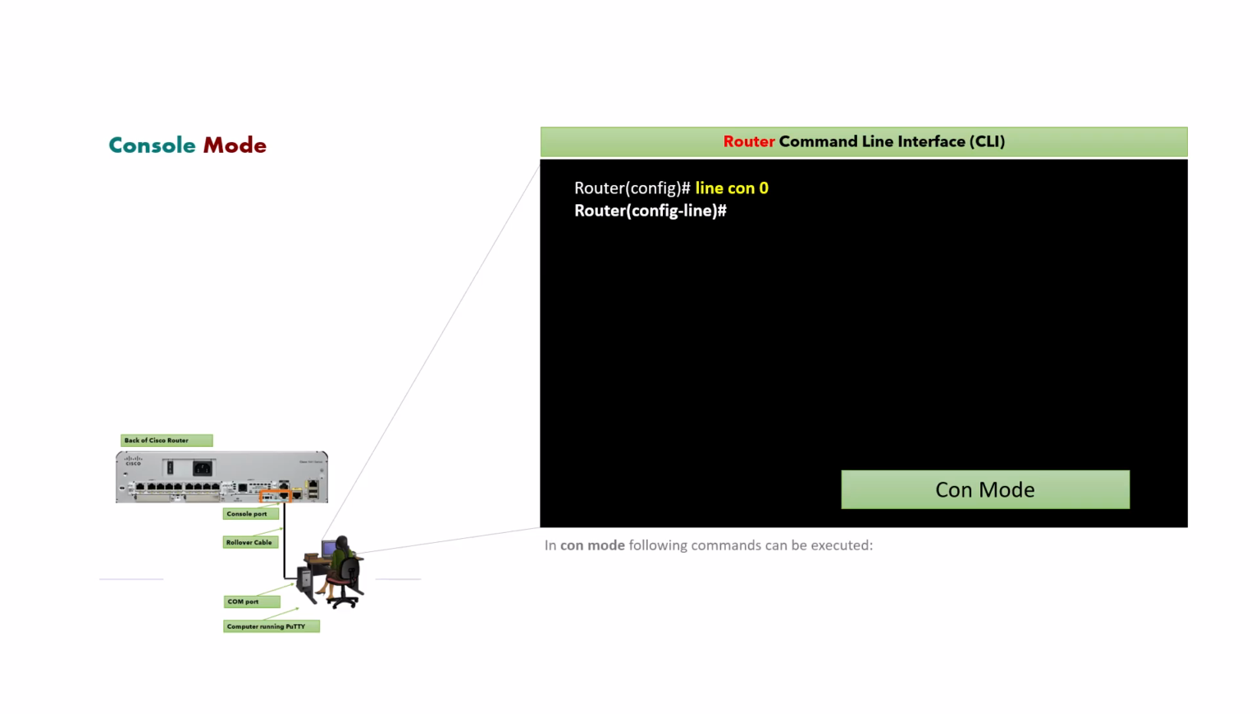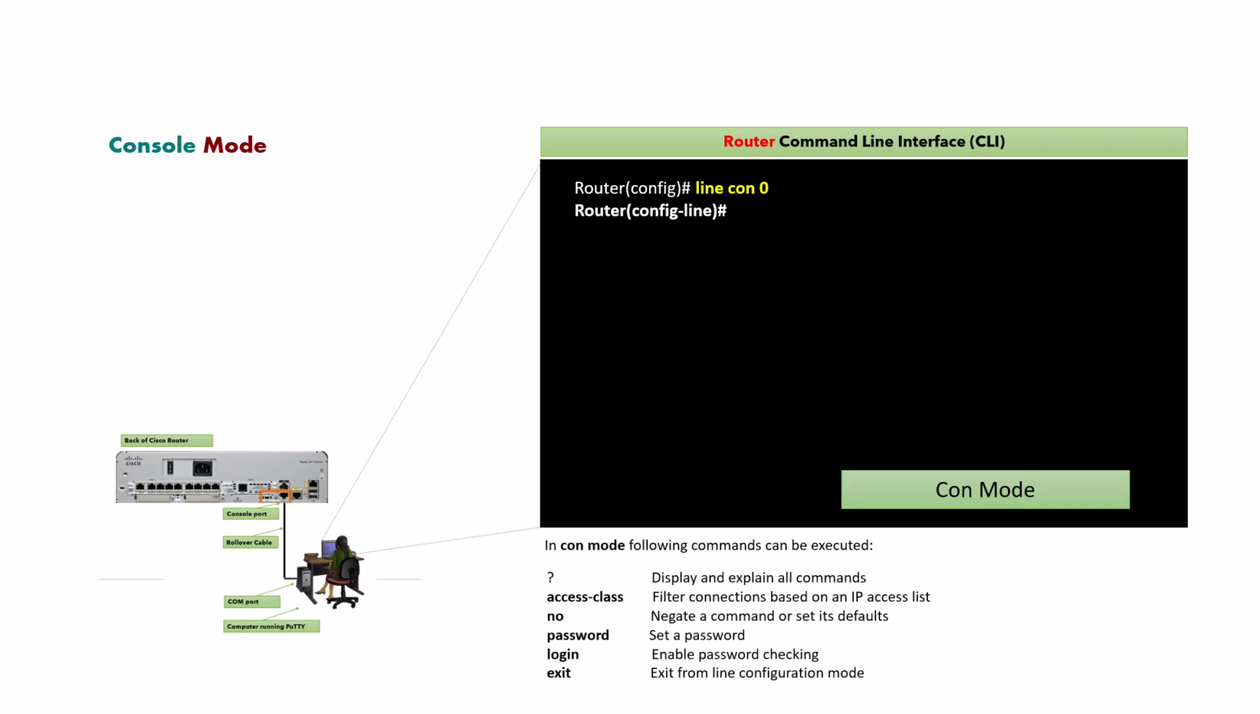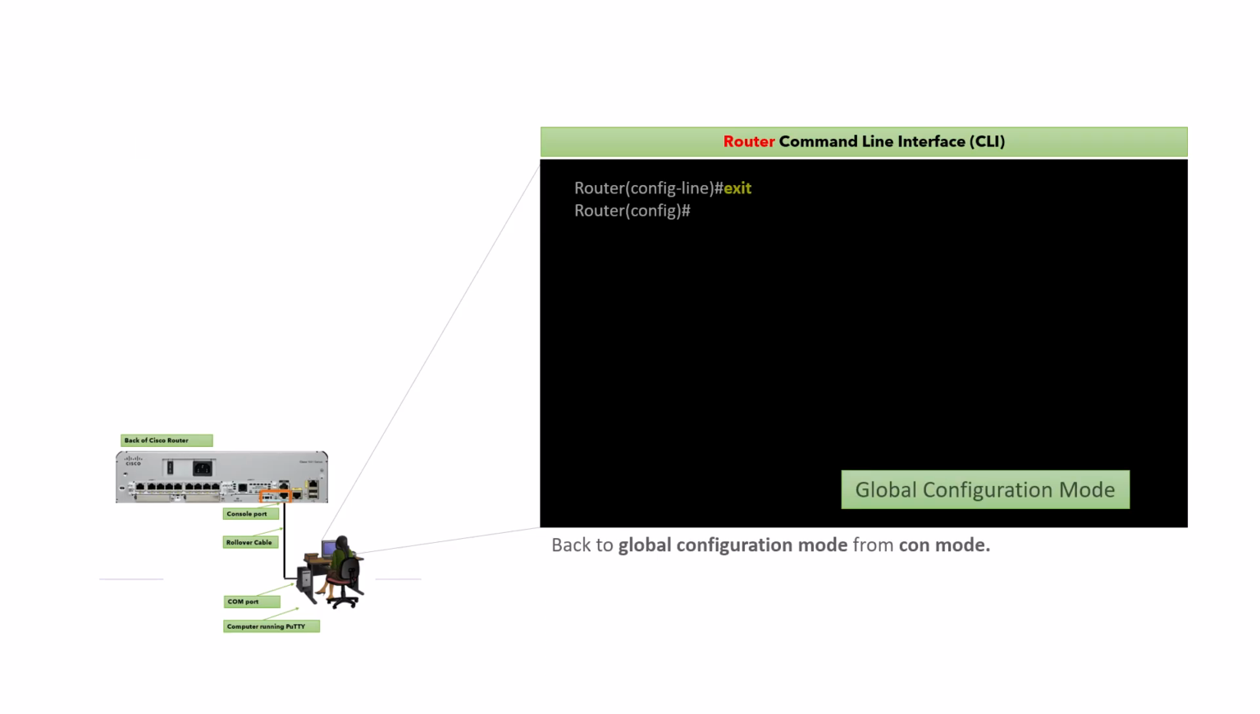If you type question mark and press enter, all the commands at this mode are going to be displayed and explained. Some of the other common commands at this mode are access-class, no, password, login, and exit. To go back from CON mode to the global configuration mode of the router, type exit, press enter.